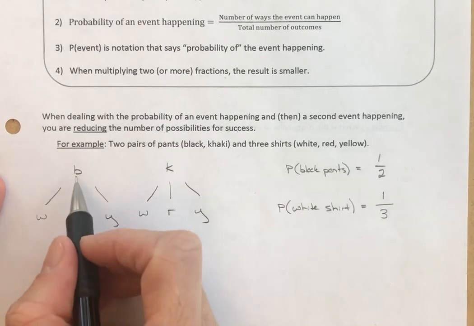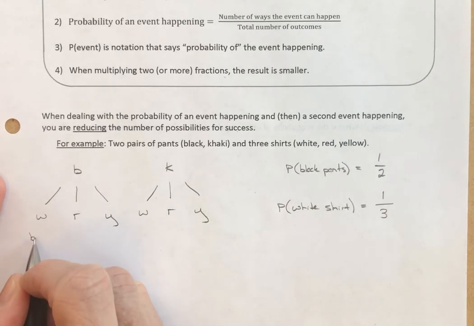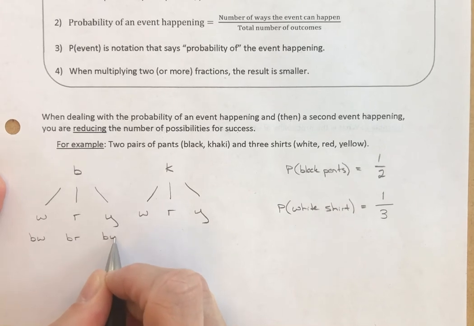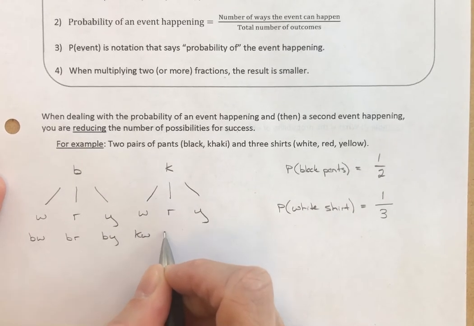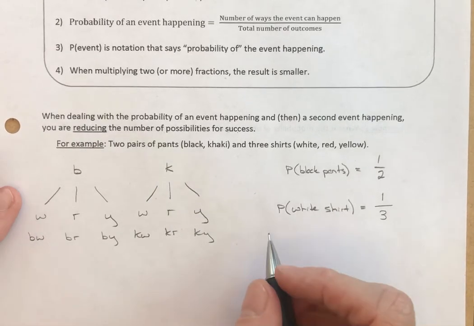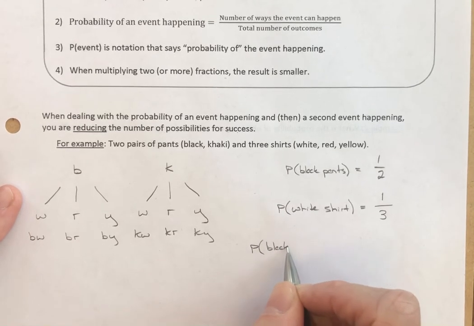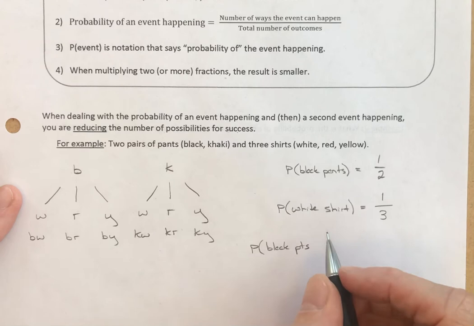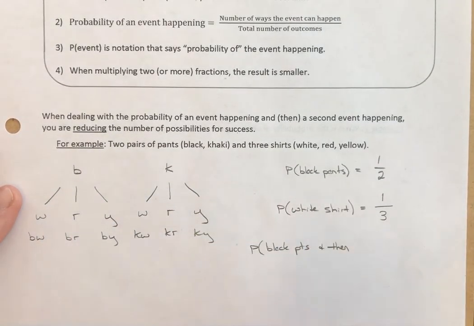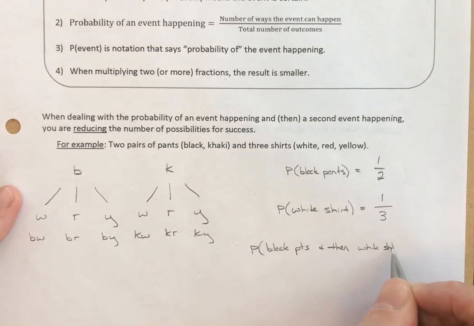Okay, so now, let's look at our outfits. If I select the black pants and the white shirt, this is the black-white outfit. Black pants, red shirt: black-red outfit, and so on: black-yellow, khaki-white, khaki-red, and khaki-yellow. Okay, so what's the probability I select the black pants, I'll abbreviate pants PTS, and then I'm doing two selections, the pants first and then the shirt, and then the white shirt.